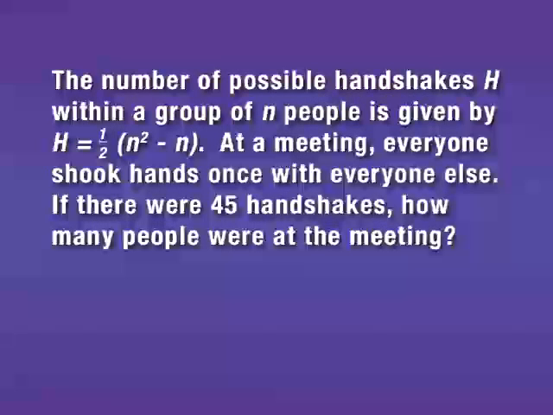The number of possible handshakes H within a group of n people is given by H equals 1/2 n squared minus n. At a meeting, everyone shook hands once with everyone else. If there were 45 handshakes, how many people were at the meeting?